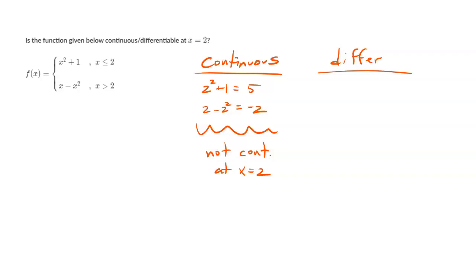So differentiability means we need to determine if the slopes are the same on the left and the right. Well, you're going to have to take these two equations and find their derivatives and plug in 2. Okay? Now, I will do that in a second.